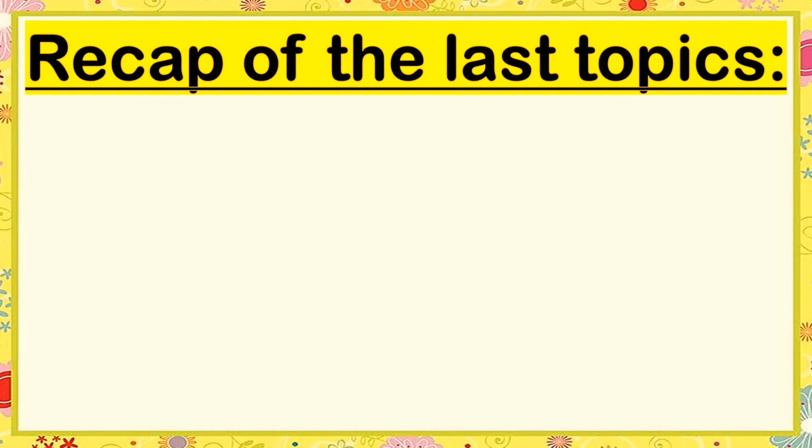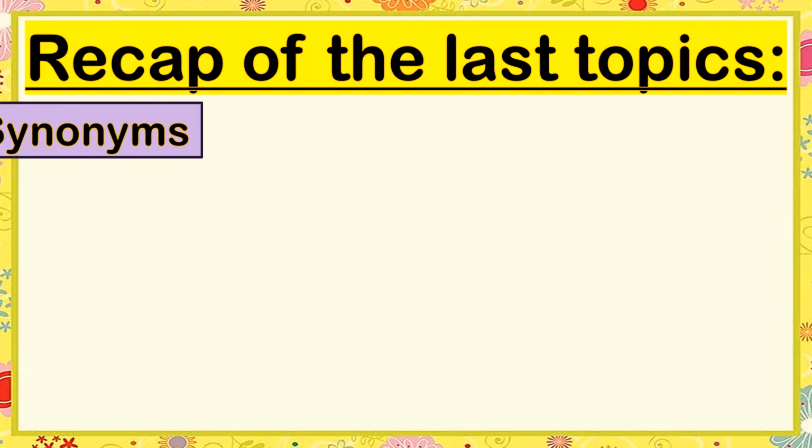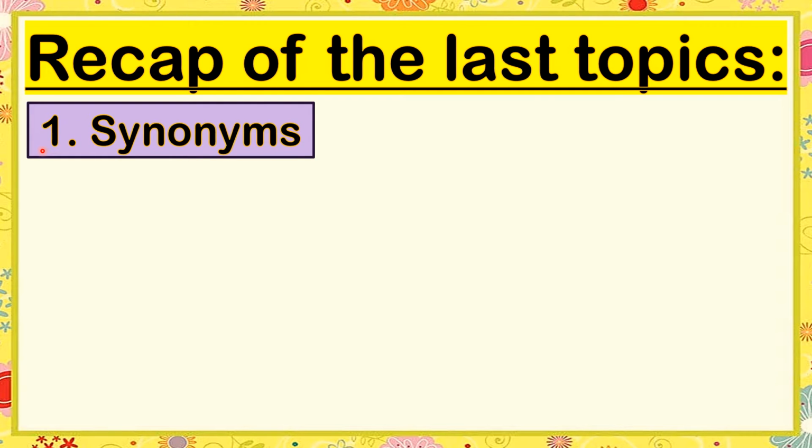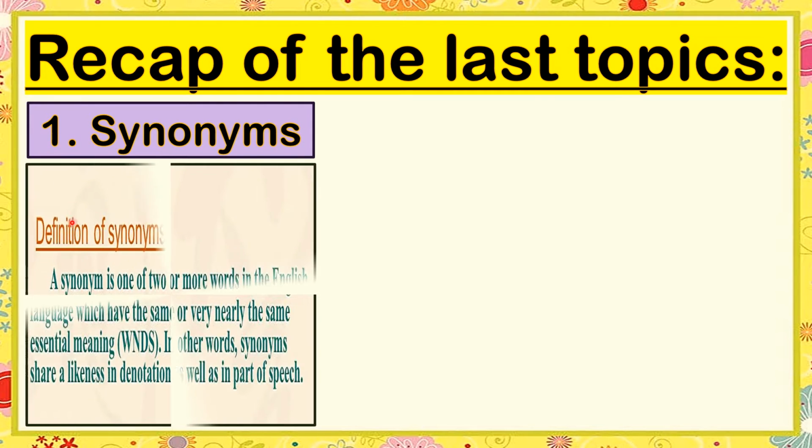So class, before we proceed with our online learning discussion, I would like us to have a short recap or review of the last topics that we had before we did our midterm assessment. The first one is synonyms. So what is a synonym? A synonym is one of two or more words in the English language which have the same or very nearly the same essential meaning. Like for example, small, short, beautiful, pretty.